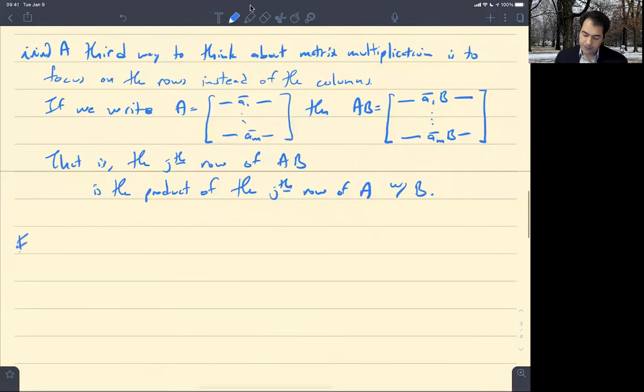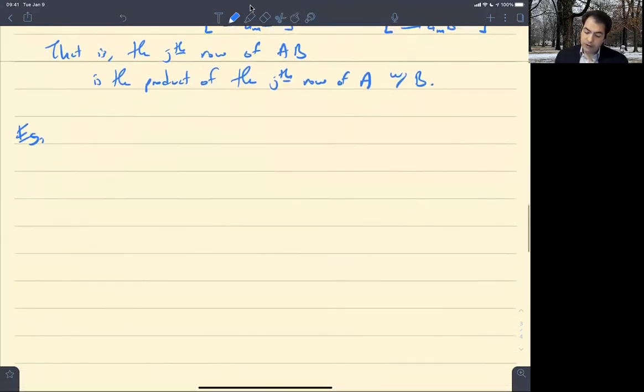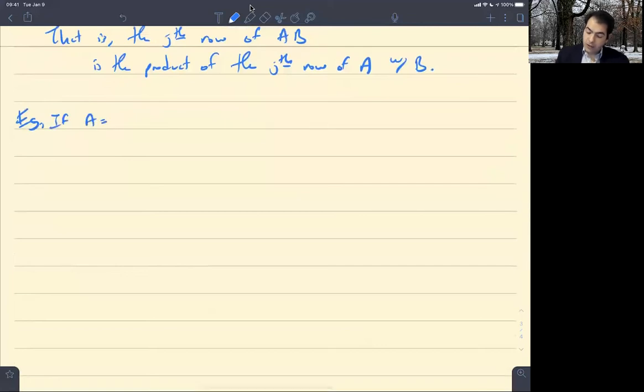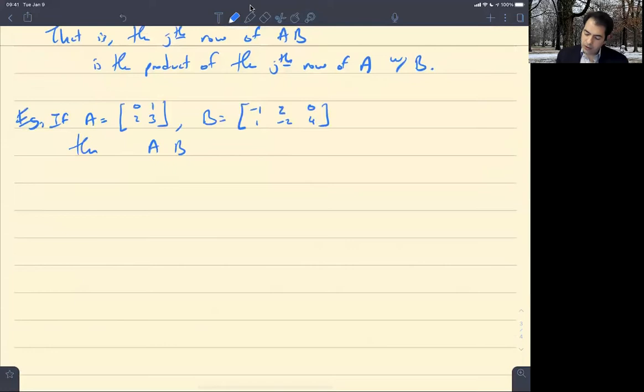Let's do an example. So let's look at the matrix A, 0, 1, 2, 3, a square 2 by 2 matrix. Let's look at B, the matrix -1, 1, 2, -2, 0, 4. Okay, so then A times B. Well, let's look at the sizes first. This is a 2 by 2. This is a 2 by 3, right? So the inner indices match. That means the product is defined, and we're going to get a matrix of size whatever's left over. So a 2 by 3 matrix, the same size as B.